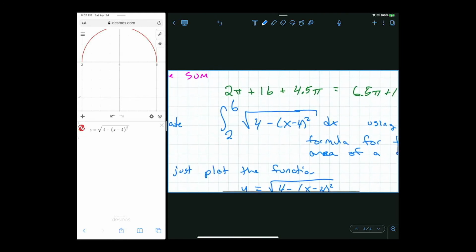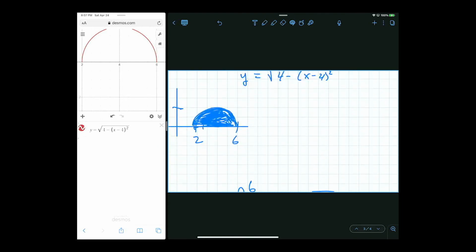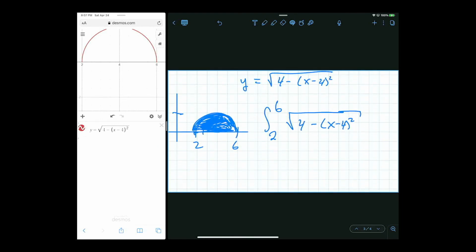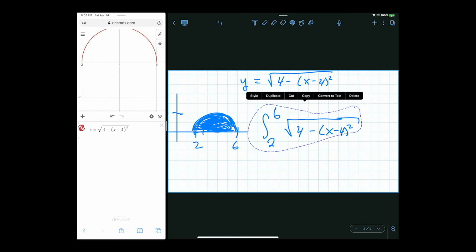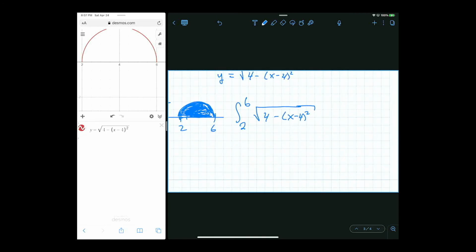So let me just copy paste this real quick. Why can't I do it? Okay, there we go. No, I can. Duplicate, come down here. So we're trying to find this integral right here, and we know that it's just using the area of a circle. So area of half circle again, still a half.